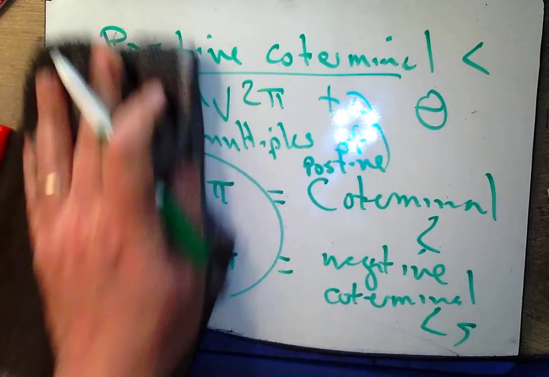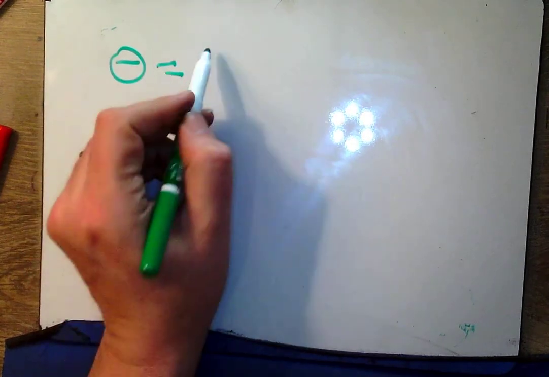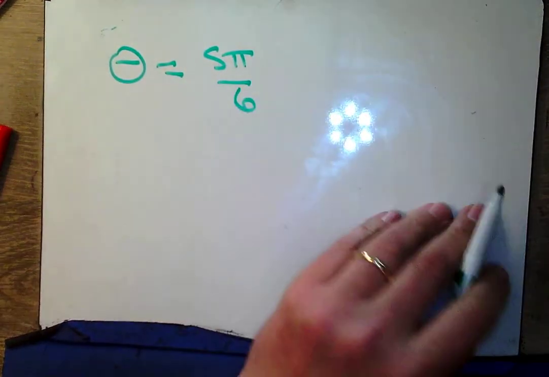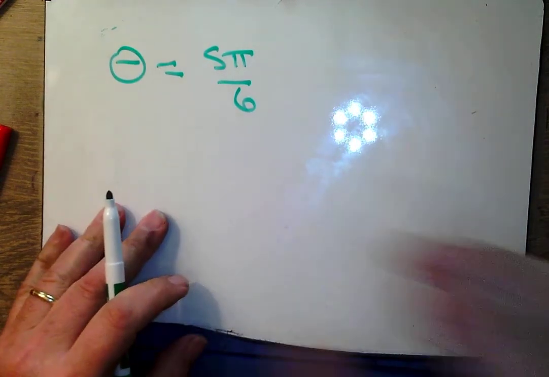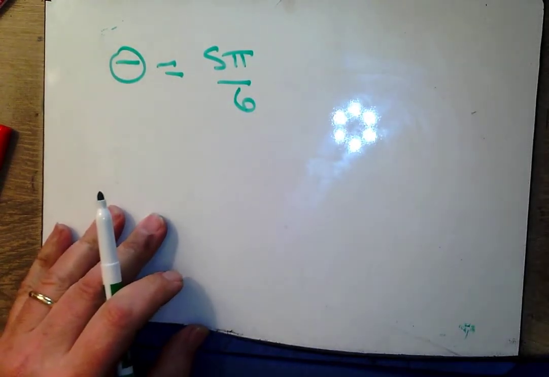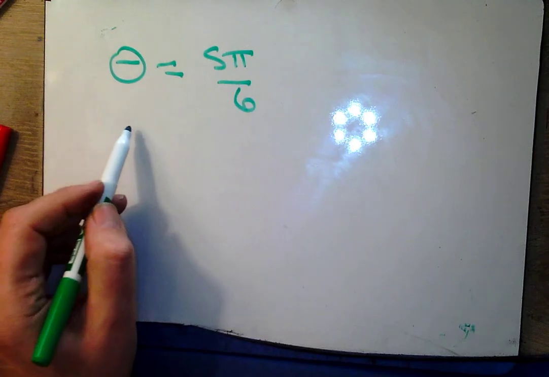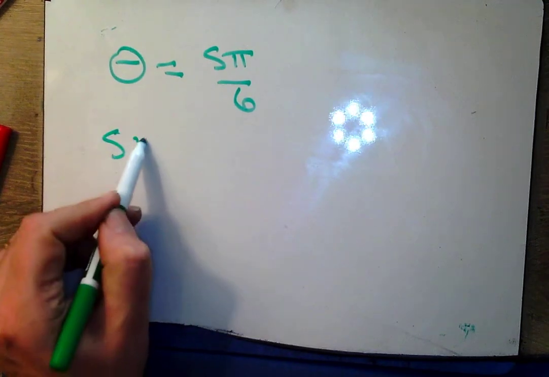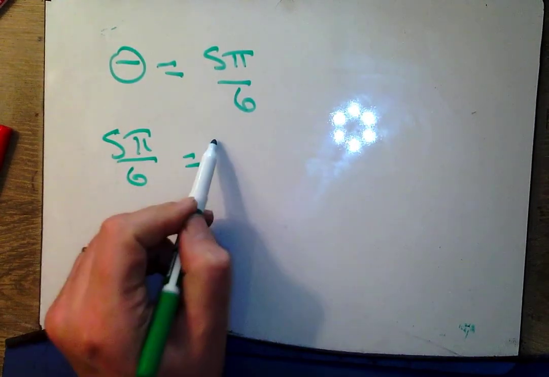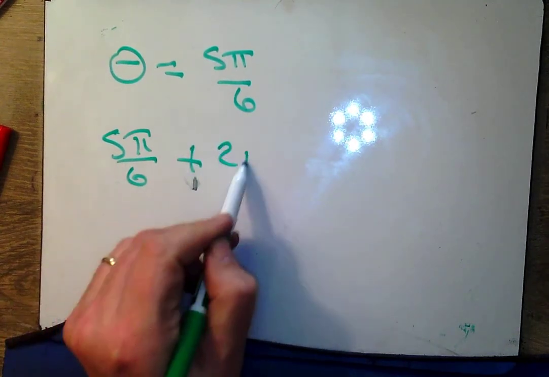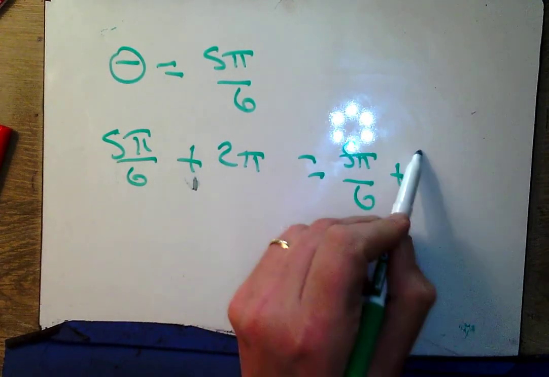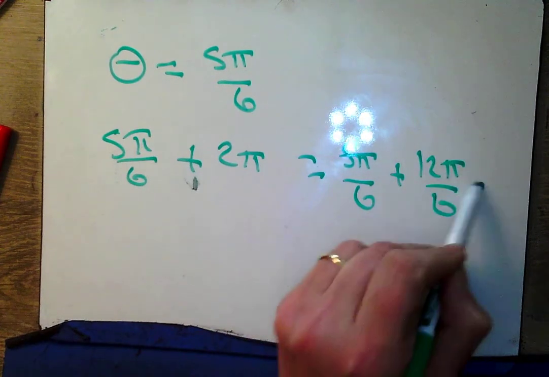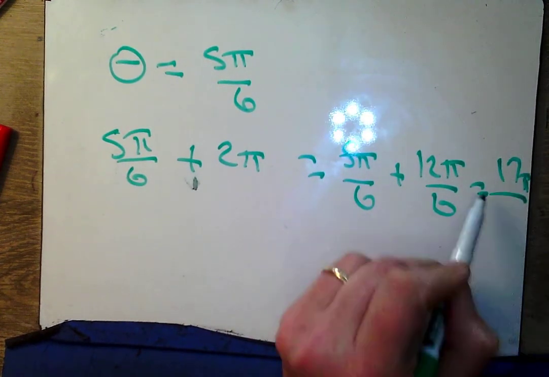So, what if I give you theta equals 5 pi over 6? Can you give me a positive coterminal angle for that? Well, our recipe for positive coterminal was add 2 pi. Oops, plus. So that's going to be 5 pi over 6 plus 12 pi over 6, or 17 pi over 6.